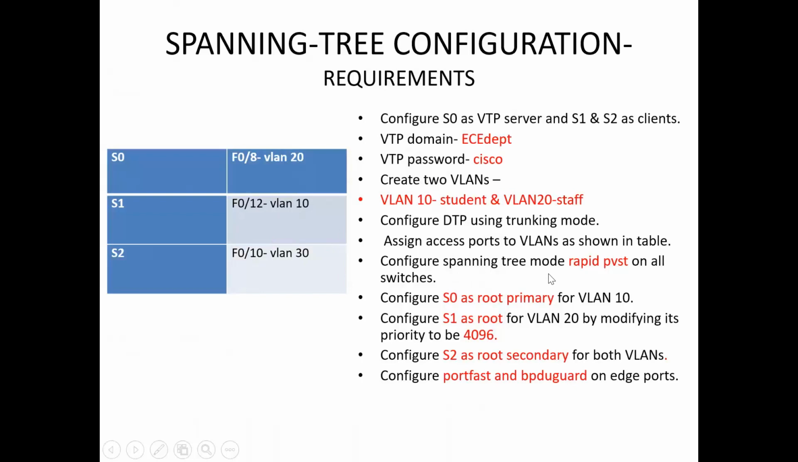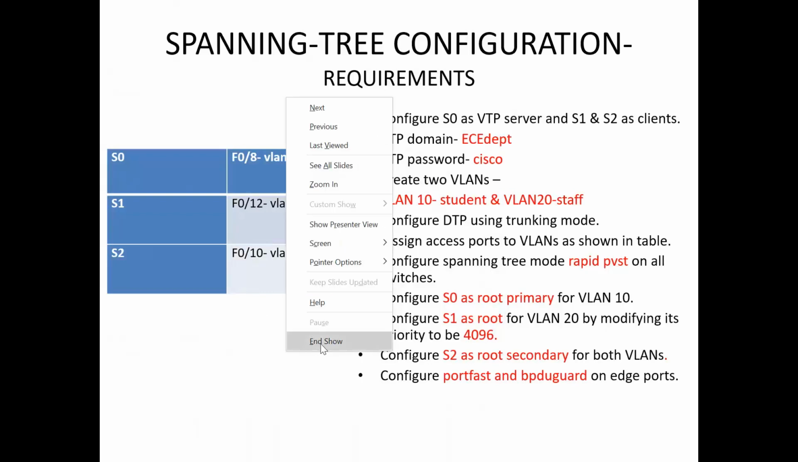Then configure the spanning tree mode rapid PVST, configure S0 as root primary and S1 as root primary for VLAN 20, S2 as root secondary for both VLANs, and we have to configure port fast and BPDU guard enable. So one by one we will see all these activities. Right? So let us go to the configuration in Packet Tracer.